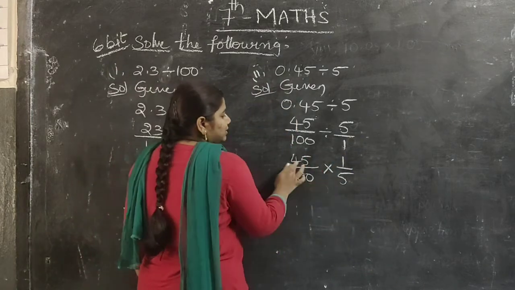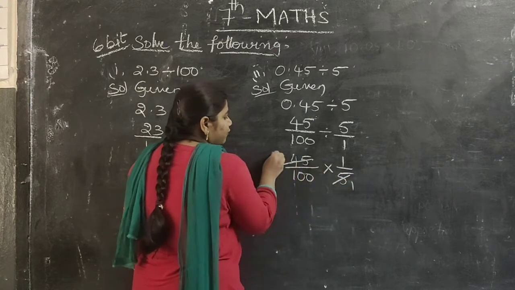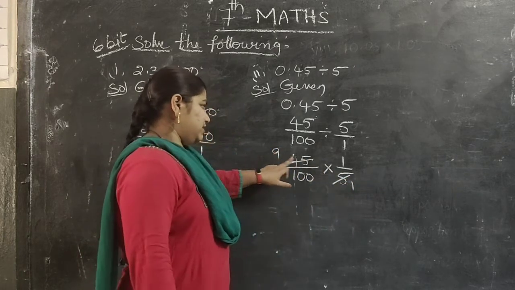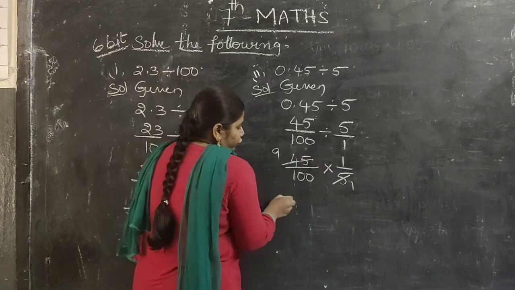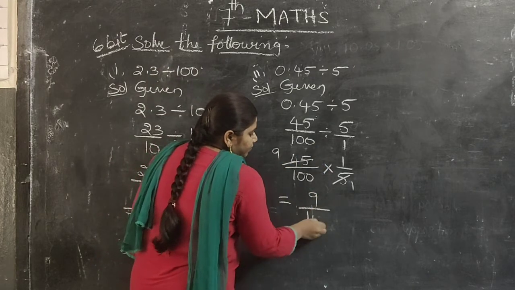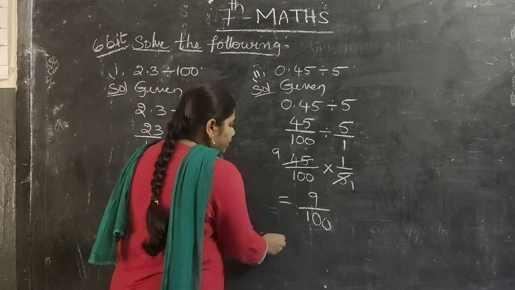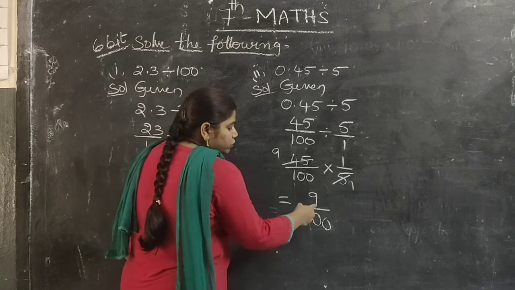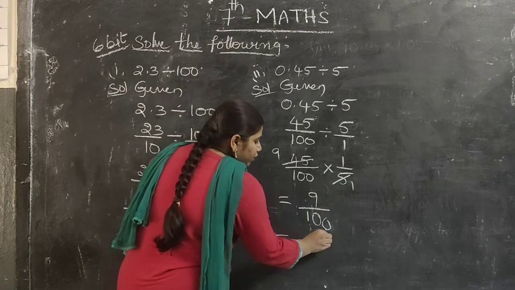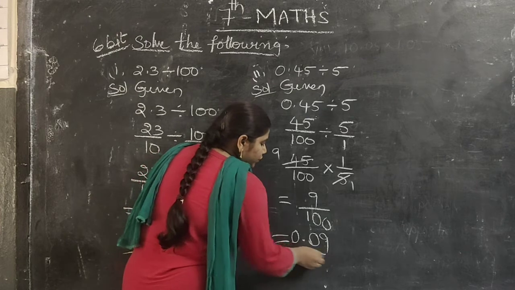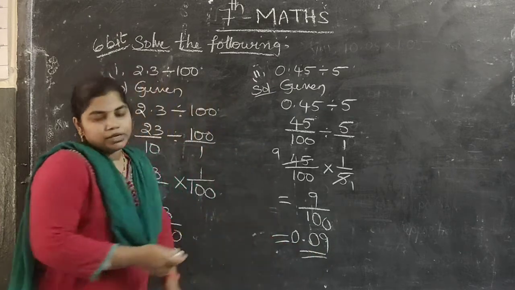Okay, now we can cancel here. 5 ones are 5, 5 nines are 45. So what value are we having? 9 by 100. So this 9 by 100 we have to write in decimal form. So 1, 2. After 2 digits we will put a point. First digit, second digit, 0.0. So what is the result here? 0.09.